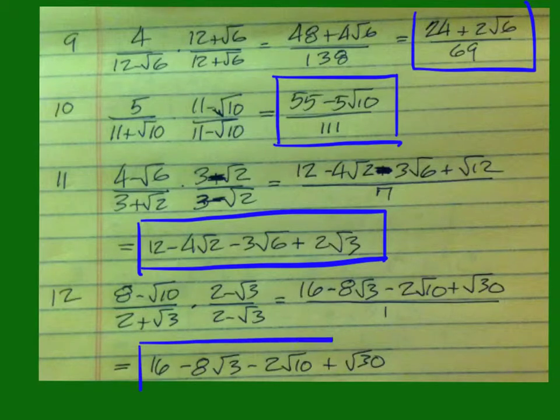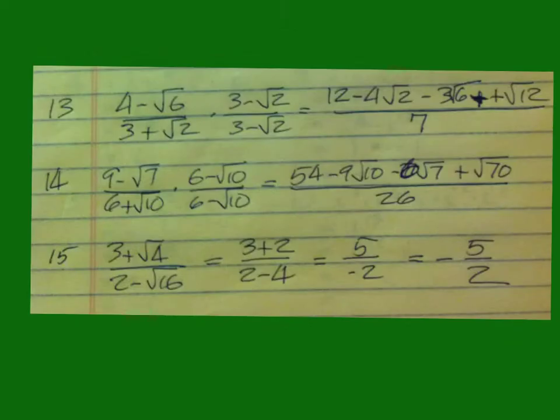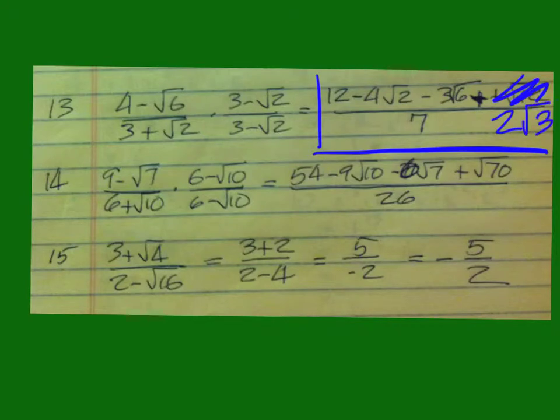12 is 16 minus 8 square root of 3 minus 2 square root of 10 plus square root of 30. On this one you should have, not square root, but 12 minus 4 square root of 2 minus 3 square root of 6, and this should be 2 square root of 3 there on the end. And then on the bottom you have 7.